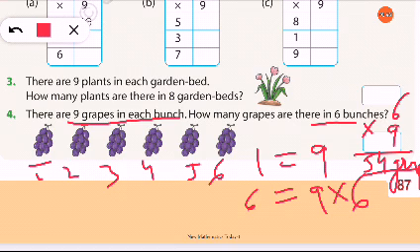So your exercise is finished here. Do the questions, every question, very neatly and properly in your copy.